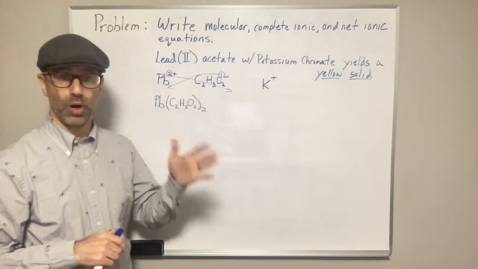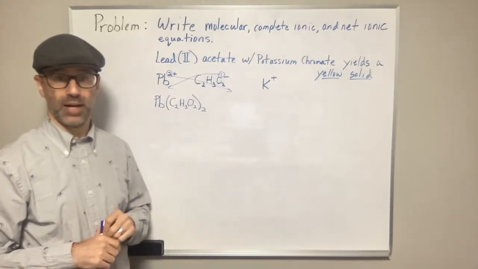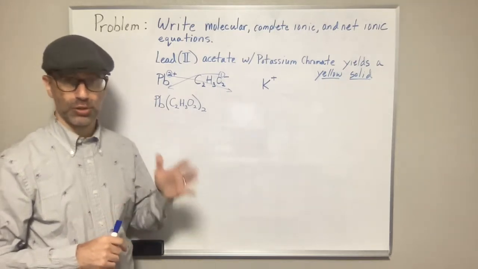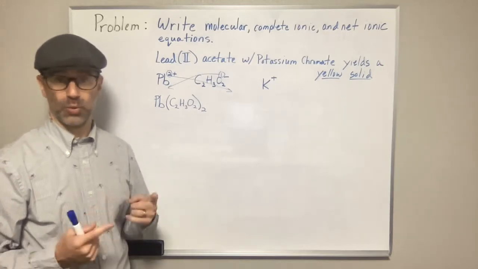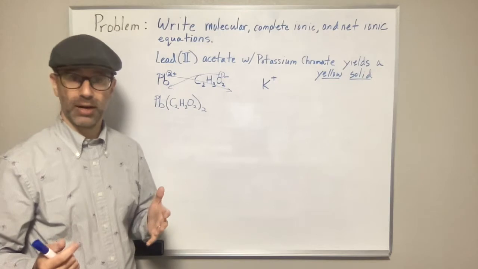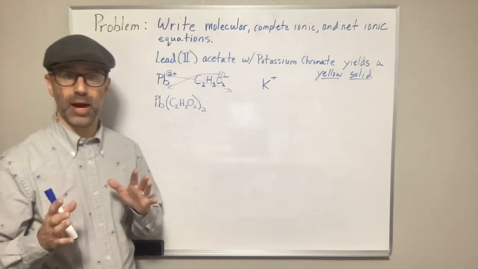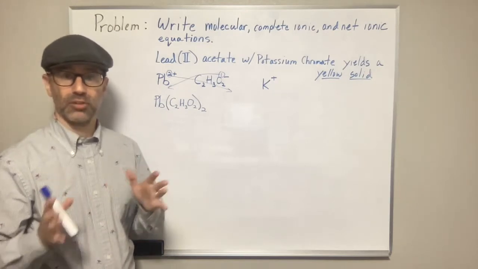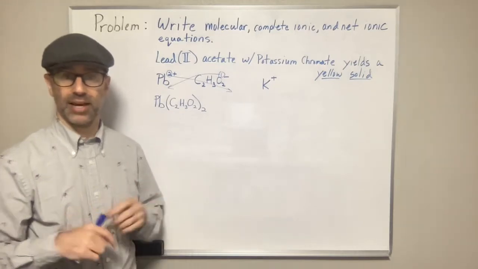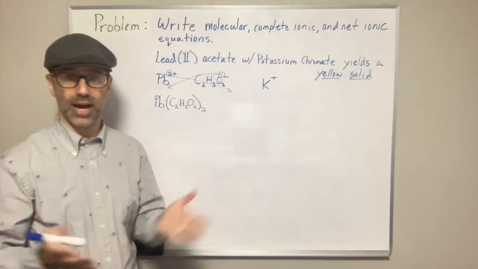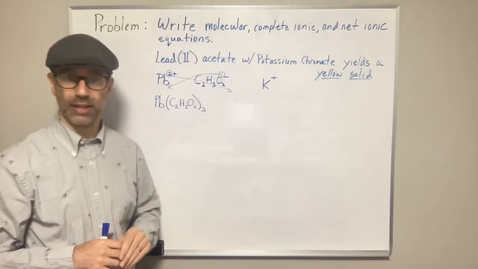If you're in group 1A, you're going to have a +1 charge. If you're in group 2A, you're going to have a +2 charge. That's one way to think about it. The other way to think about it is to keep in mind that elements want to have a noble gas configuration. They want to be like noble gases, and noble gases have a full octet, which is normally 8 valence electrons.